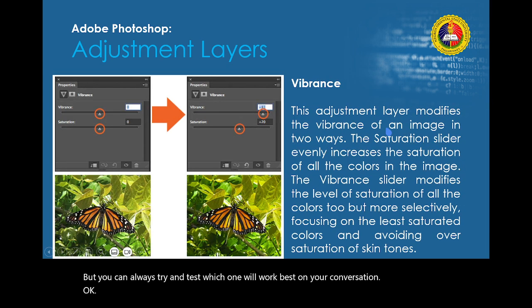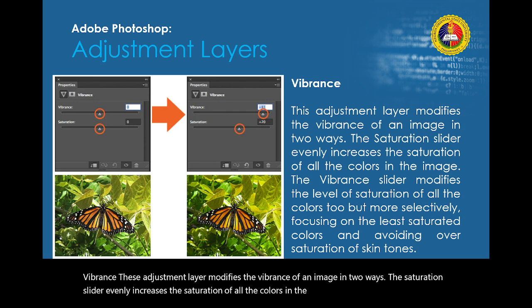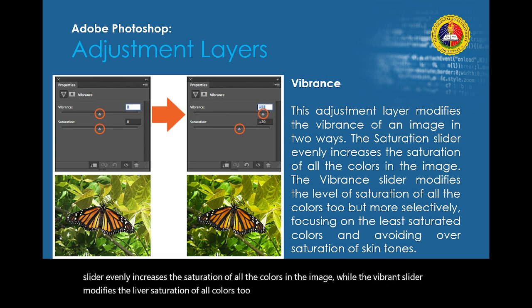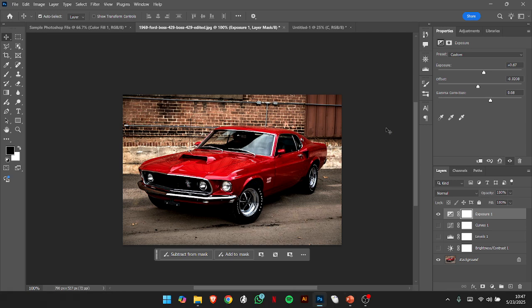Vibrance. This adjustment layer modifies the vibrance of an image in two ways. The saturation slider evenly increases the saturation of all the colors in the image, while the vibrance slider modifies the level of saturation of all colors too, but more selectively, focusing on the least saturated colors and avoiding the saturation of skin tones. Now, let's take a look.